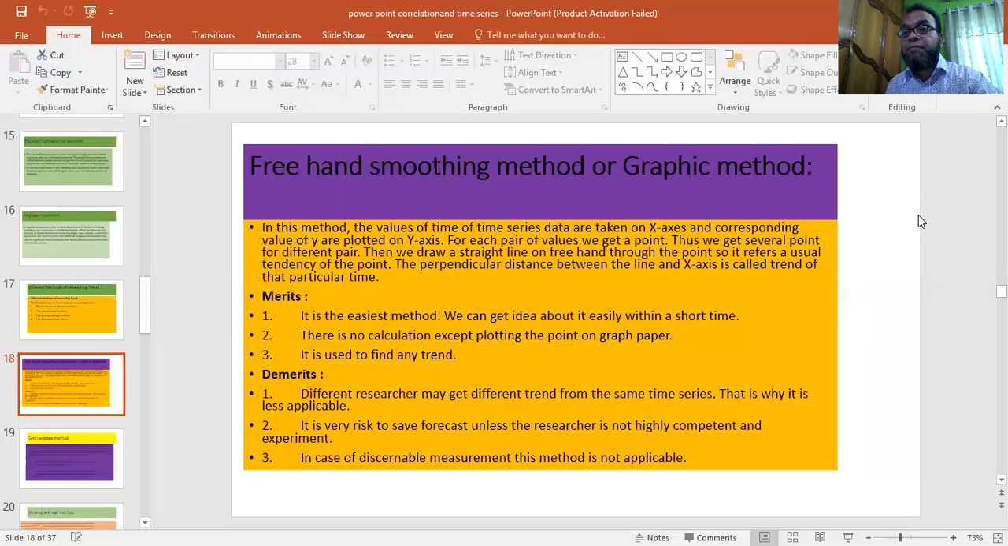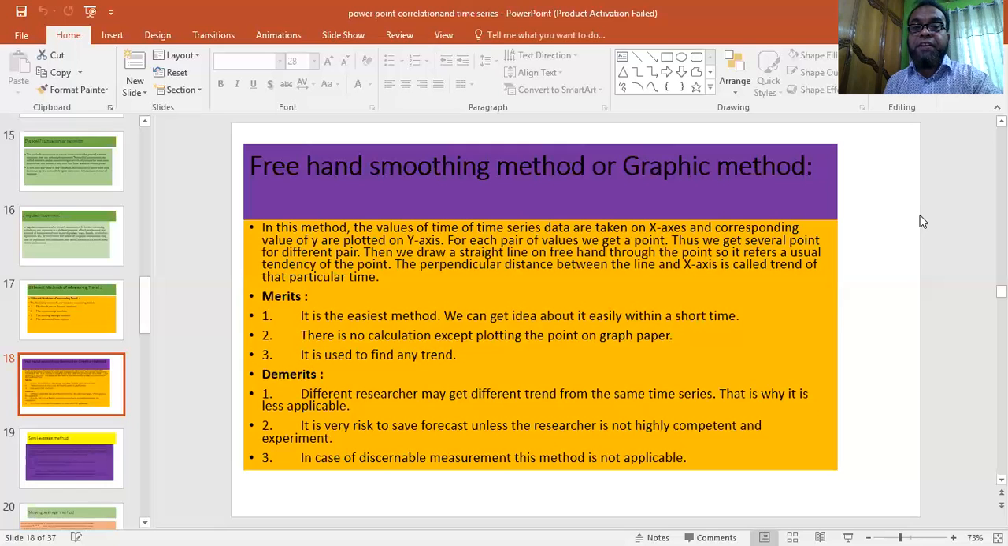This is called the scale. And after drawing the graph, you will also write the description in a blank copy or your answer script. So for writing this graphical method or freehand method, smoothing method, you should draw the figure first. You should give the figure on graph paper. Okay, then you will write the description.